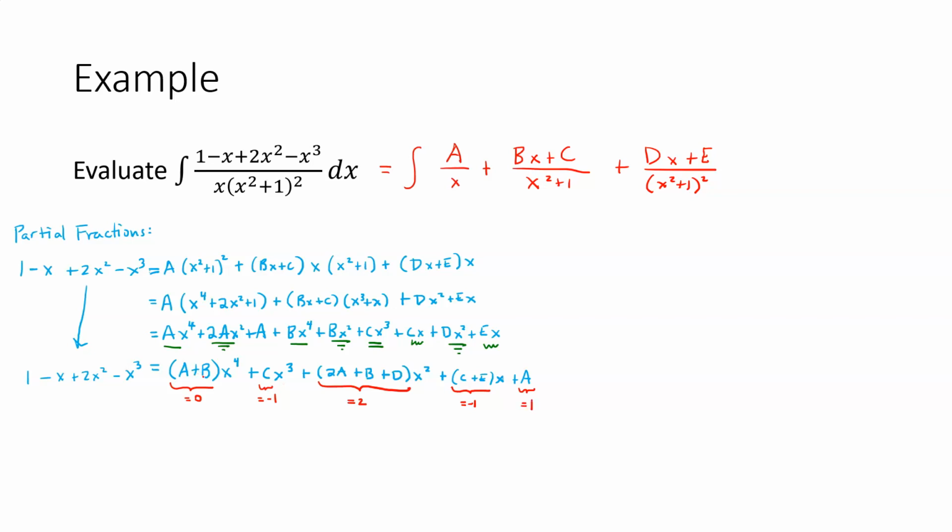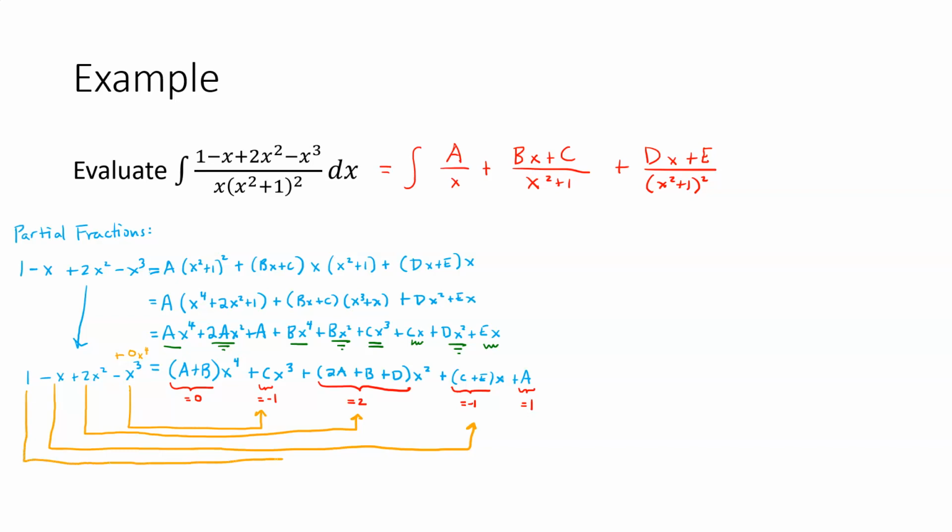Okay, so you see there I just matched up each of the terms here. It's like there's a 0x to the fourth over here that we're missing, so that's why this is equal to 0. We've got a -1 for x cubed, a 2 for x squared, and the -1 for x, and then we got the +1 for the constant term.